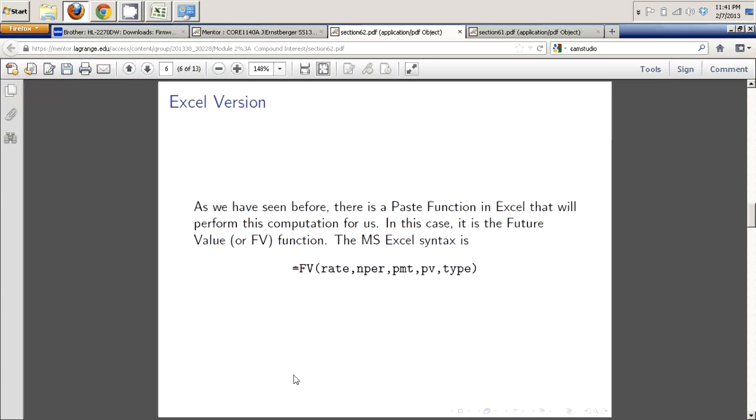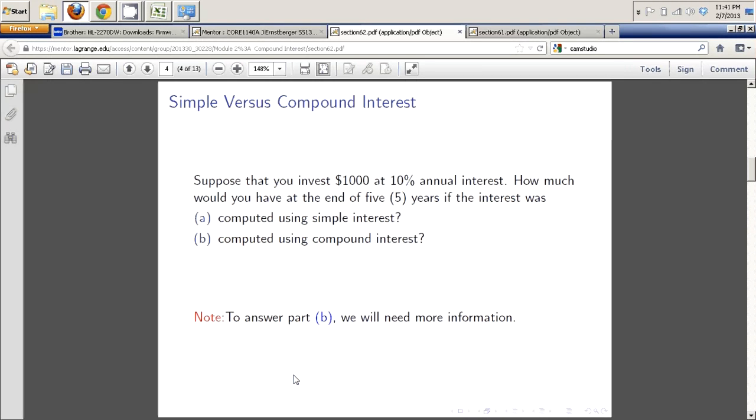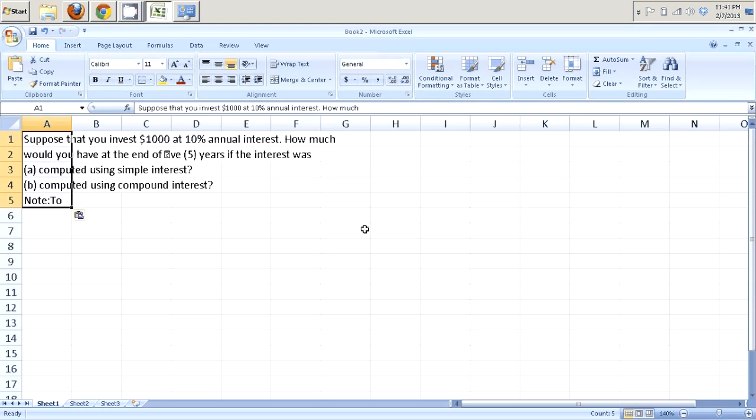Now, what we've seen though is there's actually a really nice paste function in Excel that does this for us. And in this case, it's the future value, or FV function. The syntax is pretty straightforward, but I'm going to show you how to do this a lot more easily. Let's go back and let's do this example. So I'm going to copy and paste this like we've been doing, and I'm going to bring it over here to Microsoft Excel. I'm going to paste it in.